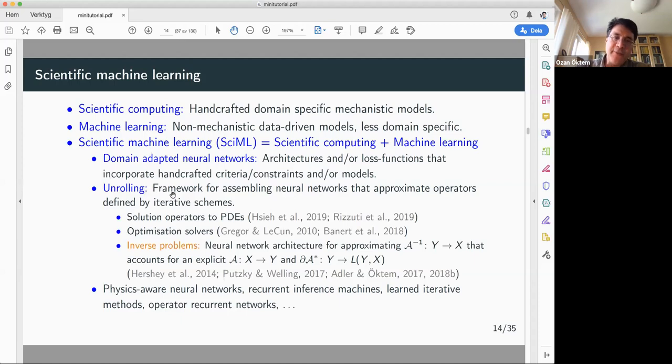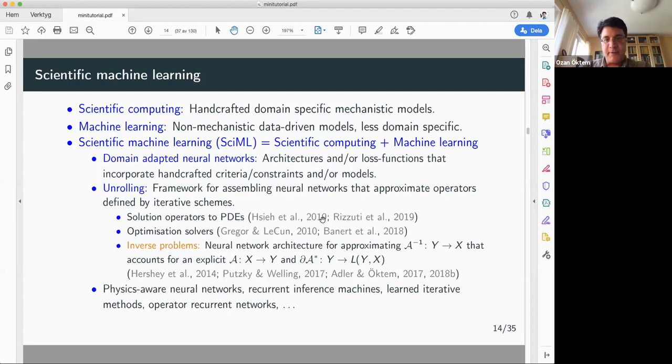Unrolling is a framework for assembling neural networks that approximate operators that are defined by iterative schemes. So if you have an operator that is mapping between two spaces, and this operator is given implicitly by some iterative scheme, then you can essentially create a deep neural network out of that iterative scheme by unrolling it. We will come back to that in a second. And this can be used, of course, to solve PDEs if you want.